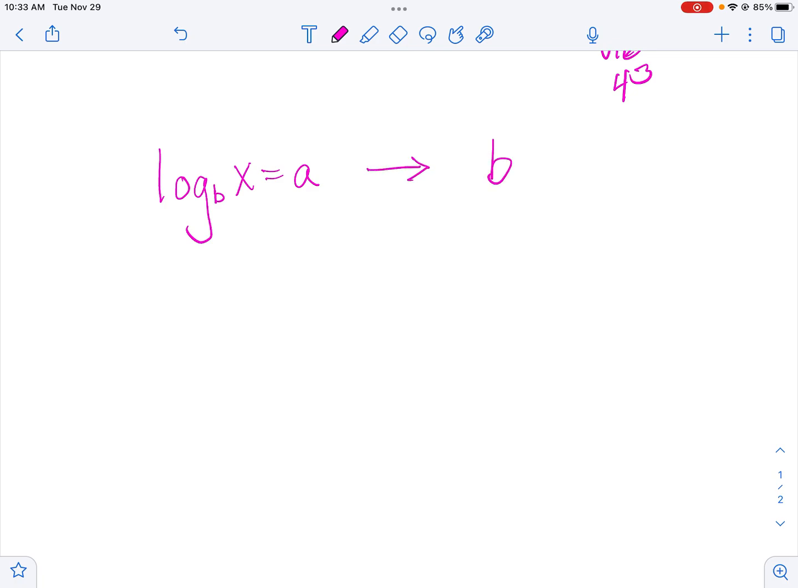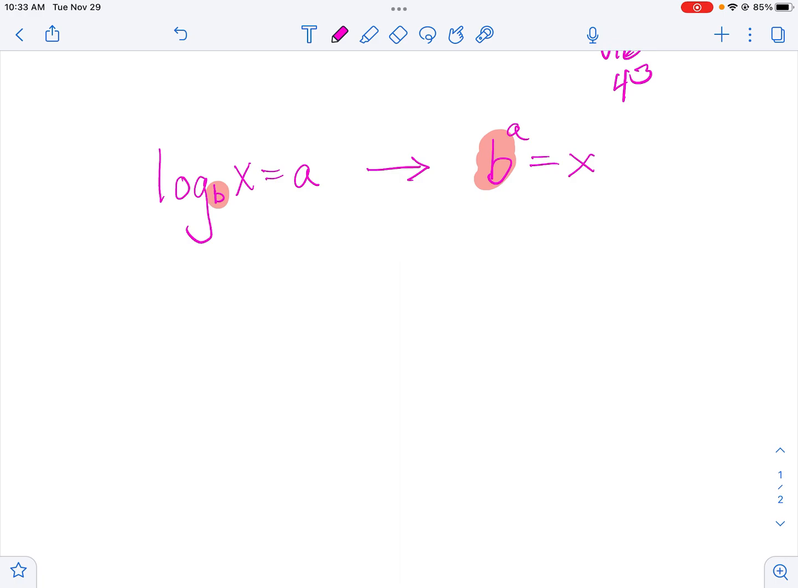A log is a different way of writing an exponent. So whereas up here we had a power, a log, short for logarithm, if I had said log base b of x equals a, converting that to exponential form, that's b to the a equals x. So always remember that the base of the log is the same as the base of an exponent. In a log, kind of like a tree, a log cuts down that exponent.